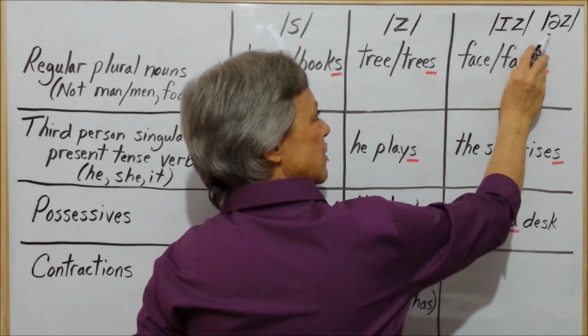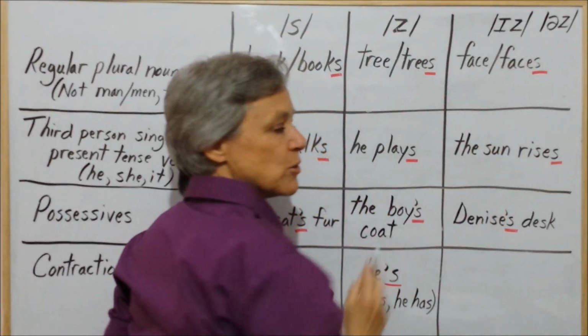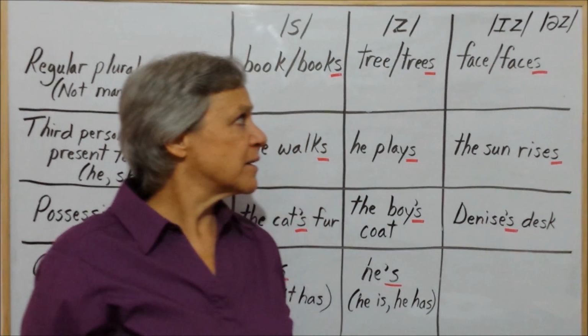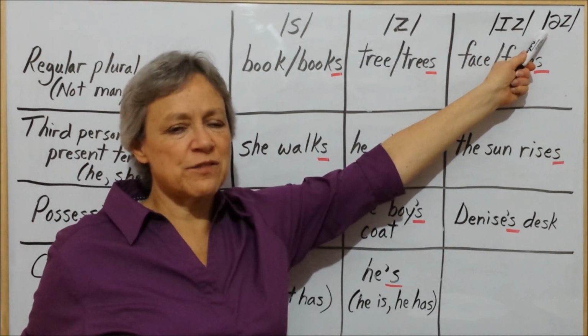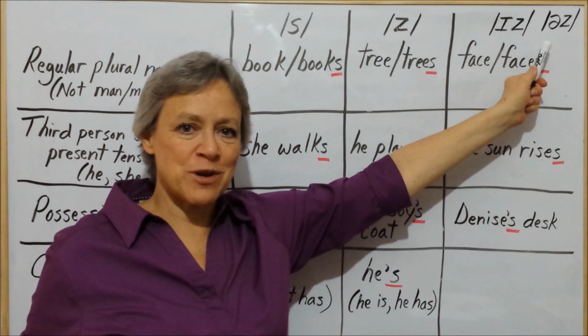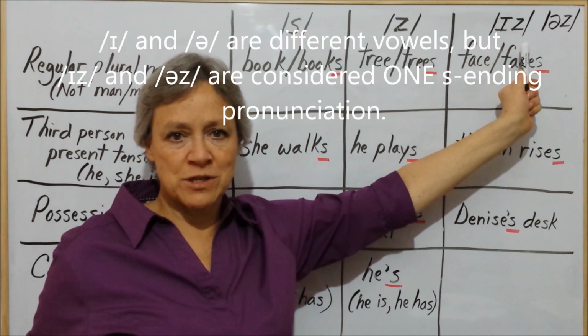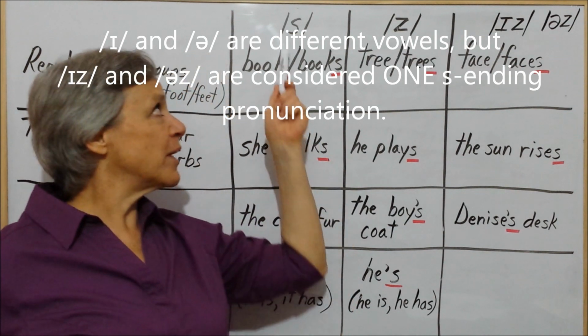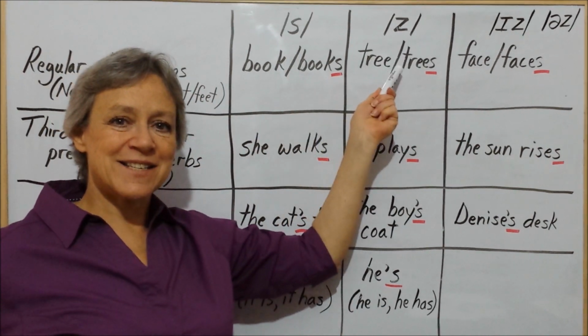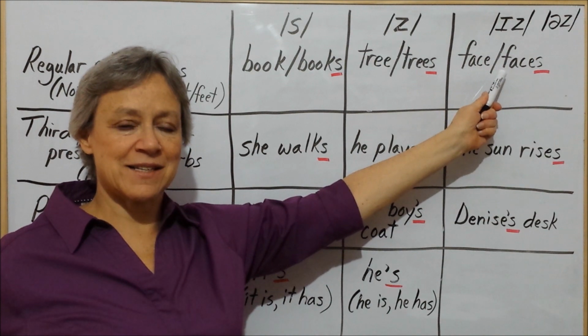I'm just adding the schwa vowel sound. I and schwa are both used. They're very similar. Speakers may use either one of these, but this is considered one pronunciation. So we have 3 pronunciations for the S ending. We have S, Z, and IZ.